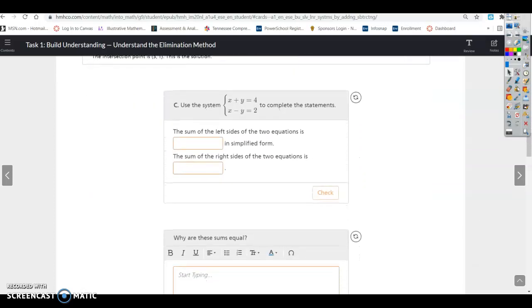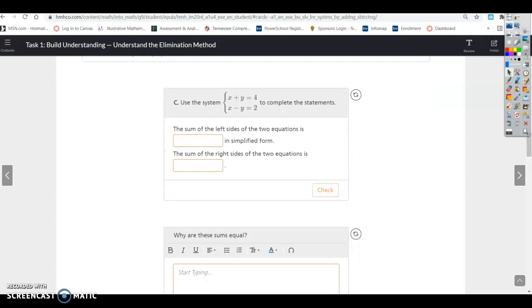Alright, so it says use the system to complete the statements. The sum of the left side of the two equations is... Alright, so if I add the left side of these two equations, I'm going to get 2x. My y's are going to cancel. So this is going to be just 2x. And the sum of the right side of the two equations is 4 plus 2, or 6.